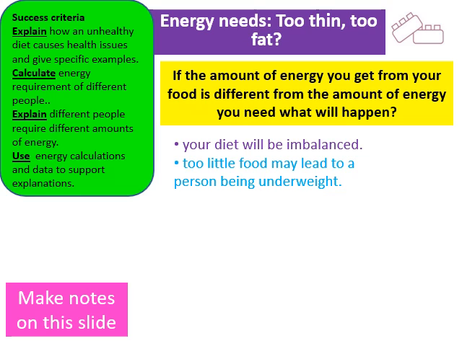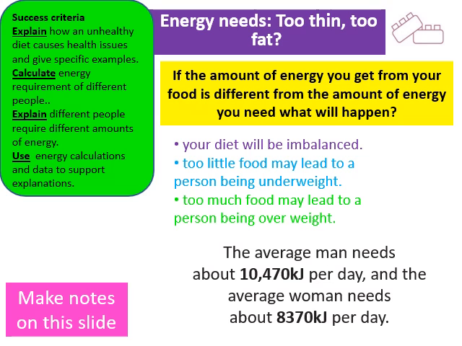Okay, so there are 3 main things that are likely to happen. Firstly, your diet is going to be imbalanced because you are getting more or less energy than you actually need. Secondly though, if you have too little, you are going to be underweight. Whereas if you have too much, you are going to be overweight. Can we make sure that we have made notes on this slide and we are clear on how the amount of energy we consume in our food might affect our health and our diet?